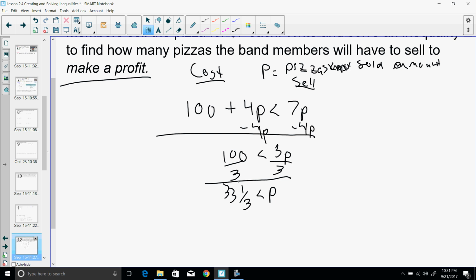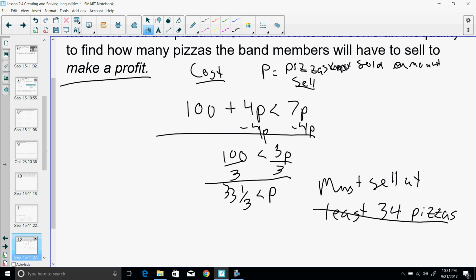So we just have to go up to the next whole number pizza. So they must sell at least 34 pizzas.